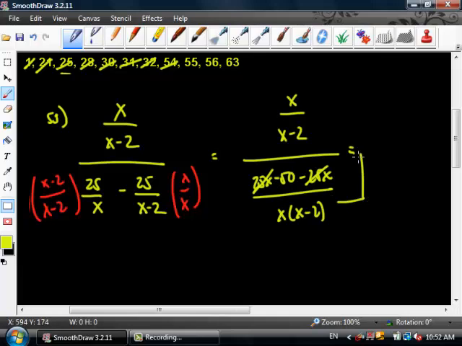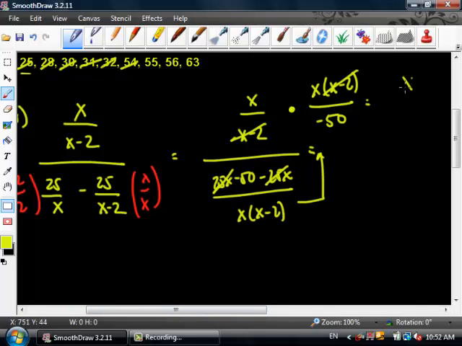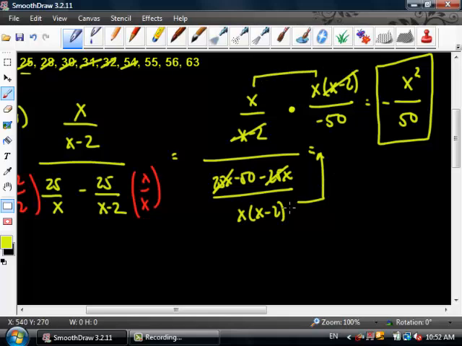I'm going to parachute this thing up to the top and multiply it. So I get x times x minus 2 over negative 50. Anyone know what's going to happen next? Chris? x minus 2's are going to go away, so you end up with x squared over negative 50. Nate? x times x.